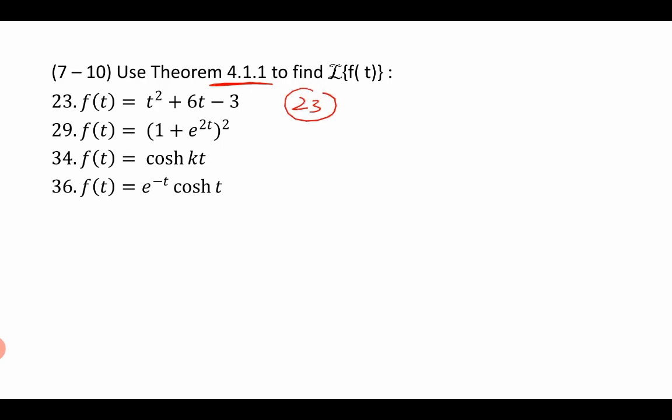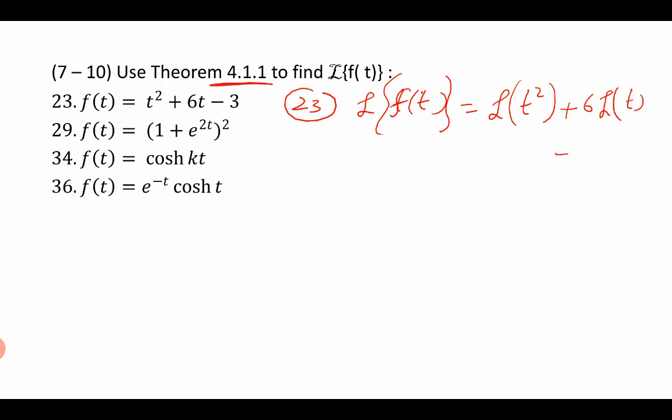Problem number 23. Laplace transform of f of t. So let's take the Laplace transform term by term. Laplace transform of t square plus 6 times Laplace transform of t minus 3 times Laplace transform of 1. And remember, what is the Laplace transform of 1? Which is 1 by s.